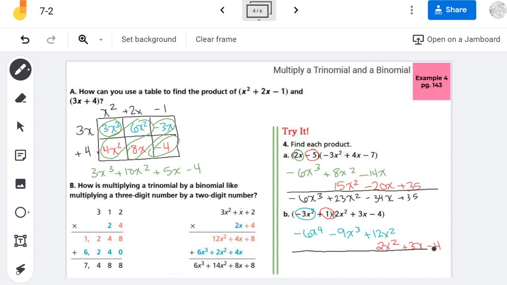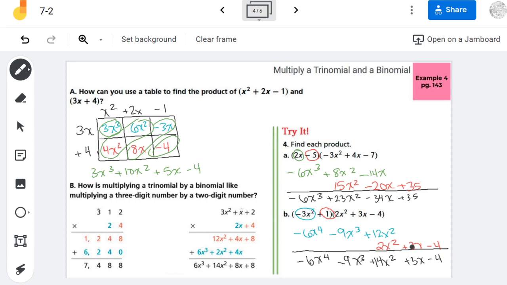And then we add it all down. Now this is going to have a lot of terms at the end, isn't it? We have 5 columns. My negative 6x to the fourth, not squared, comes down. My negative 9x cubed comes down. 12x squared and 2x squared is 14x squared. And then I have my 3x and my negative 4.